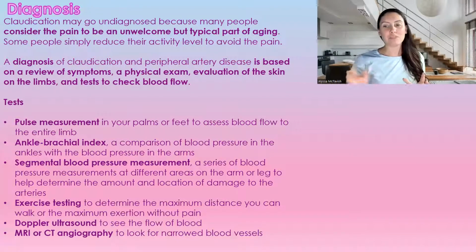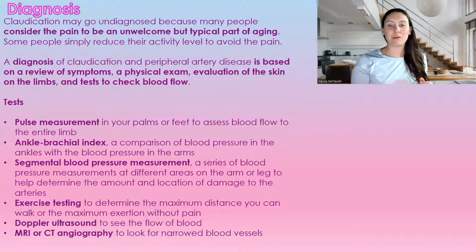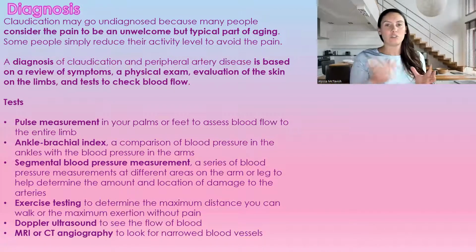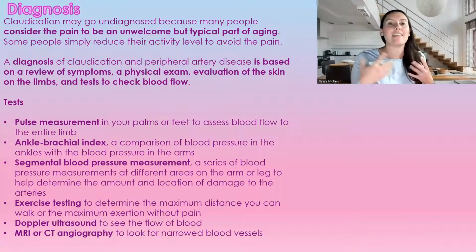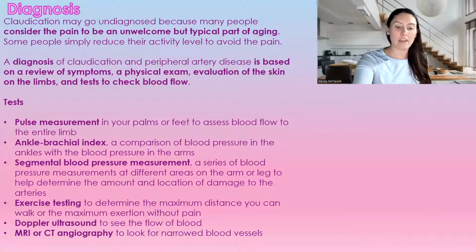Segmental blood pressure measurements. This is a series of blood pressure measurements at different areas of the arms or the legs to help determine the amount and location of damage to the arteries. Exercise testing. They'll see the maximum distance you can walk without pain. They can do a Doppler ultrasound to see the blood flow, and an MRI or CT angiography to check for narrowed blood vessels. So those are the different tests that they can choose to run, okay?